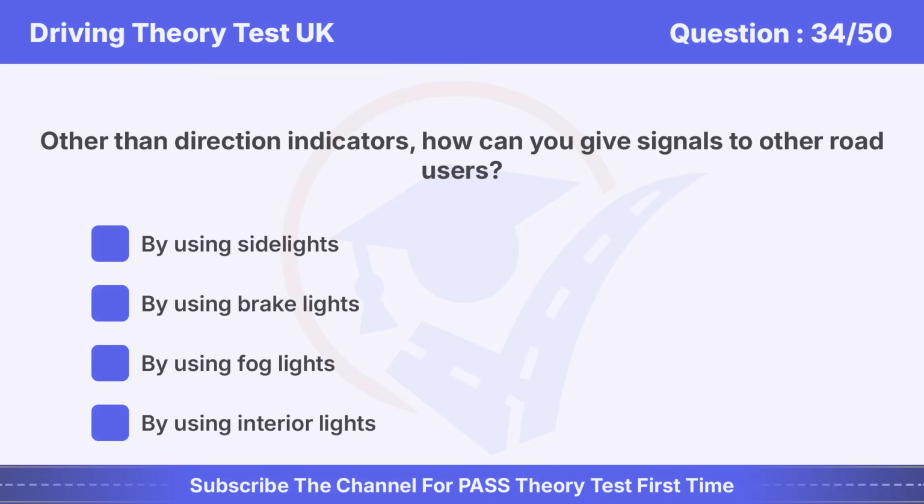Question 34. Other than direction indicators, how can you give signals to other road users? Option A. By using side lights. B. By using brake lights. C. By using fog lights. D. By using interior lights.